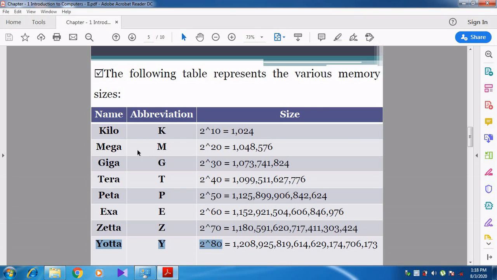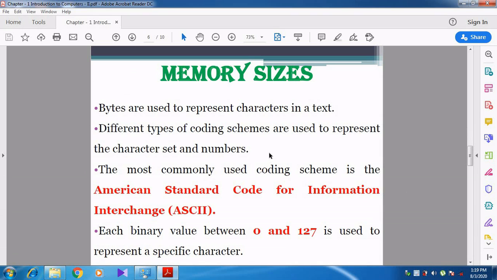Kilobyte, megabyte, gigabyte, terabyte, and then petabyte, exabyte, zettabyte, and then yottabyte. Right? For that they have given the multiplication, like 2 to the power of 80. So it takes plenty of time. We need not go for that. We just want to know the names and the abbreviations as well as the memory sizes. Right? Now we can see the memory sizes in a detailed manner.